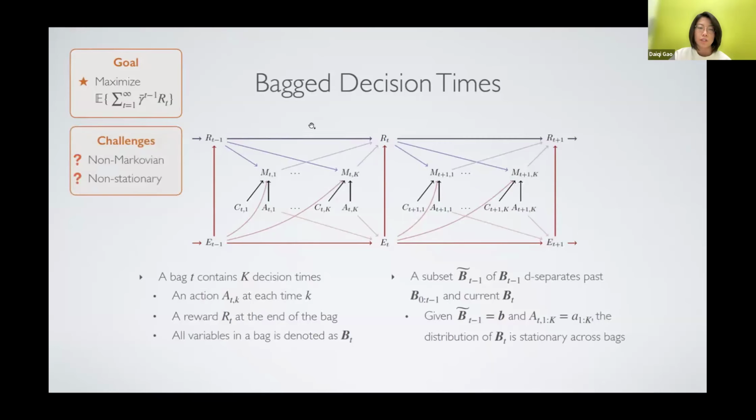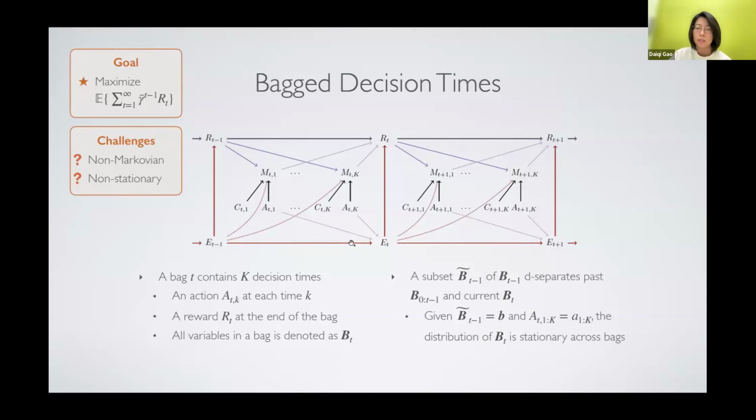Notice that here the transitions are non-Markovian because 5 actions jointly impact one reward at the end of the bag. Besides, the transitions are also non-stationary because, for example, if we're choosing the last action in a bag, we can use the previous actions and mediators to construct the policy. But when we choose the first action in a bag, we cannot use the later actions to construct the policy. So there's non-stationarity within a bag. Therefore, this problem is not a standard Markov decision process.